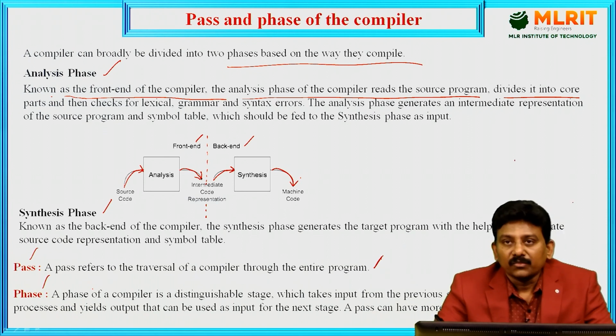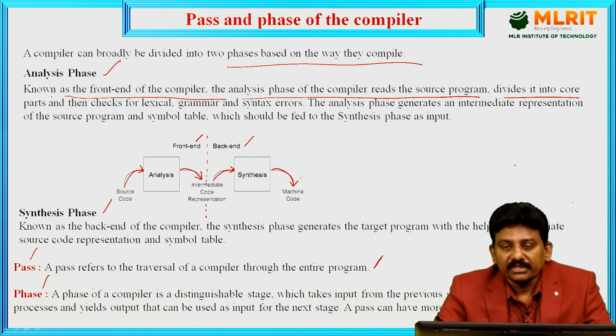Like we have the lexical analysis phase, the first phase. It takes the source program as input and gives the output as a sequence of tokens. So it takes one form of the program as input and gives another form of the program to the next phase. So a pass can have more than one phase.